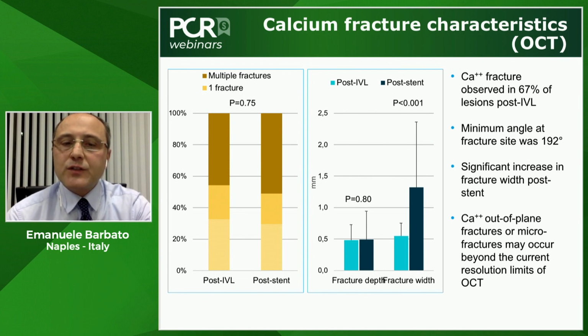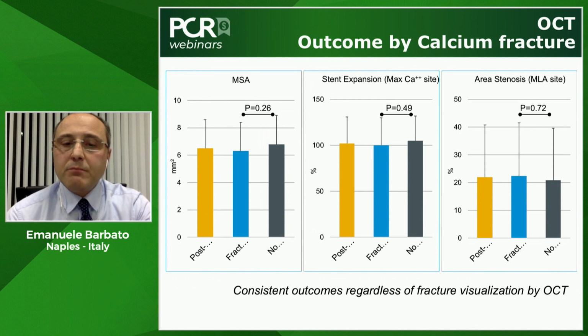Of interest, micro CT study supports the notion that a certain proportion of fractures or microfractures escape the resolution and the depth of visualization of OCT. And this is indirectly confirmed, if we go to the next slide, by similar minimal stent area and stent expansion, respectively, on the panel on the left and in the middle, in the presence or in the absence of OCT-confirmed fractures.